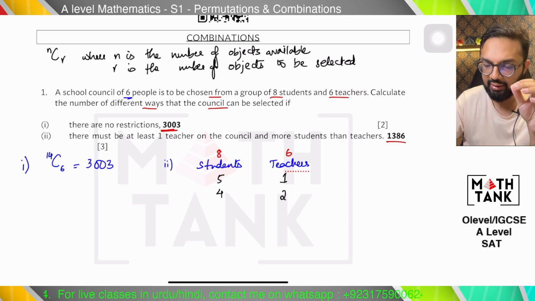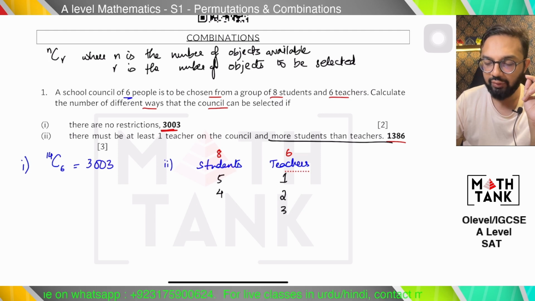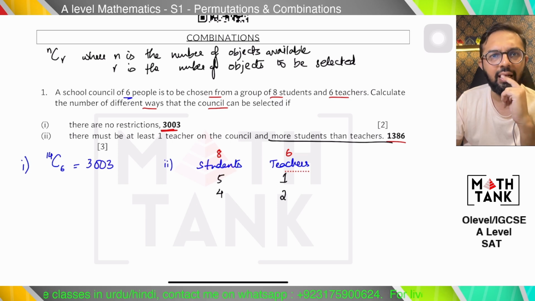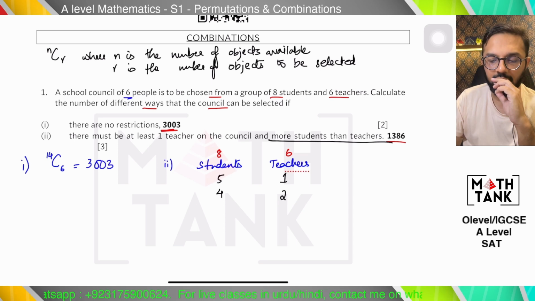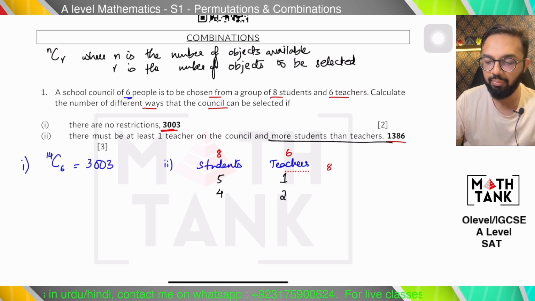And I also need, there's another restriction. It says more students than teachers. I need to remember that too. Then I could have three teachers and three students, but that's equal. So that doesn't fit. So I'm going to cancel that out. So I have basically two cases that fit my criteria, and I'm going to use those two cases to now create combinations. How will I create combinations? I'm going to say 8C5 because 5 students out of 8 into 6C1. I keep multiplying till my council is complete. Then I add the next case, 8C4 into 6C2.